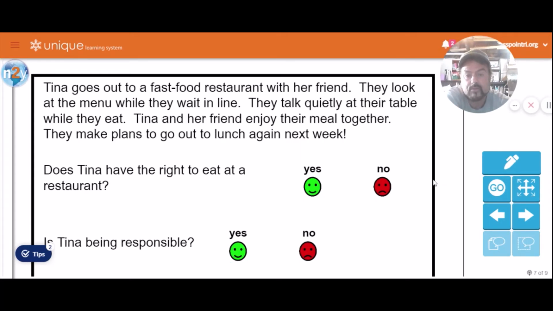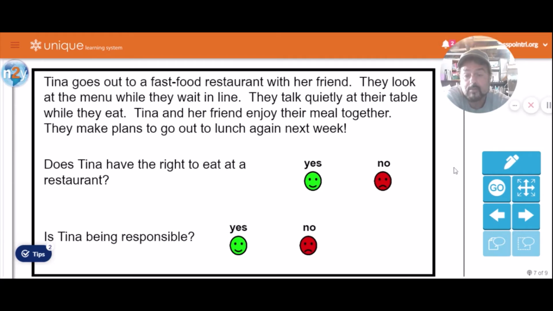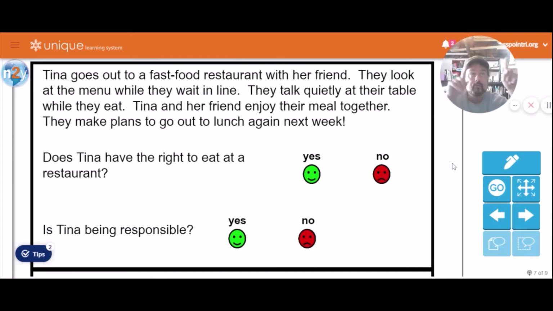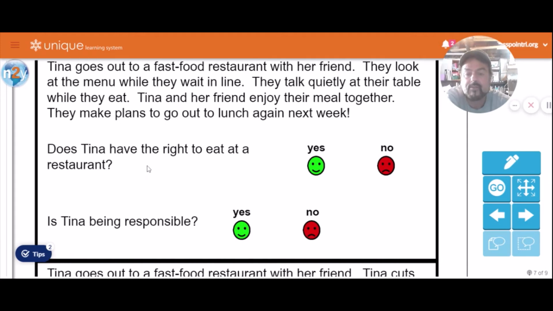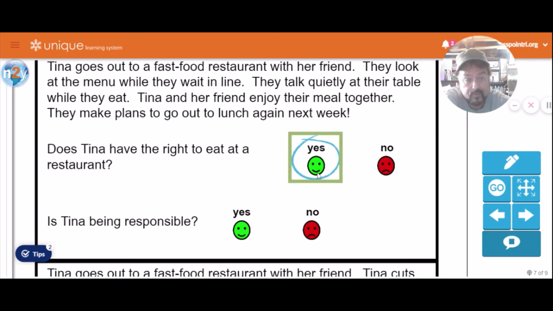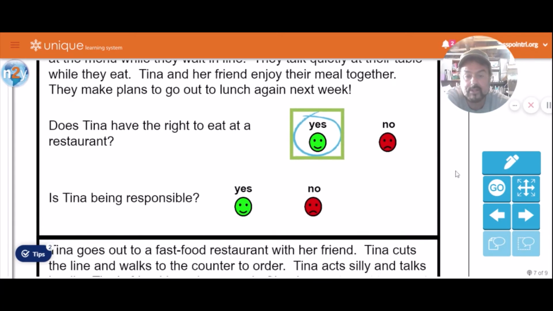Tina goes out to a fast food restaurant with her friend, like McDonald's or Burger King or Wendy's or KFC. They look at the menu while they wait in line. So they look at the menu above the cashier while they wait in line. They talk quietly at their table while they eat. Tina and her friend enjoy their meal together. They make plans to go out to lunch again next week. That's nice. Does Tina have the right to eat at a restaurant? Of course she does, just like before.